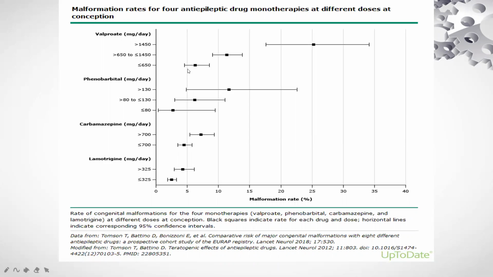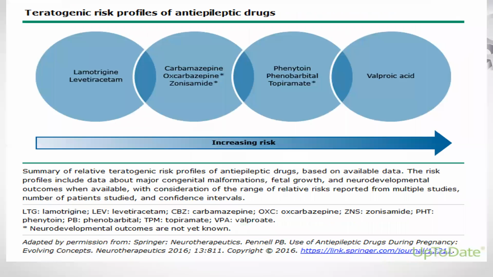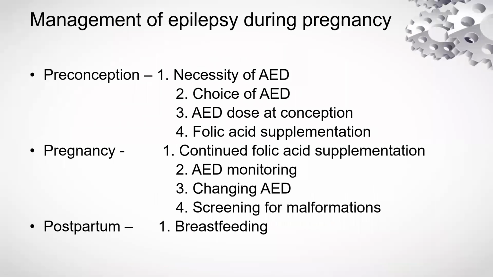In fact, we can see that the teratogenic potential of valproate at less than 650 milligram per day is less than carbamazepine at more than 700 milligram per day. So not only the drug, but the dose is also important. The patient should be shifted before conceiving to the least effective dose of a drug which is less teratogenic.